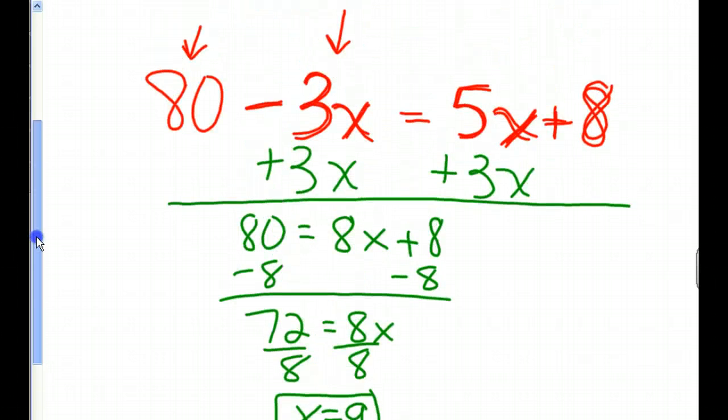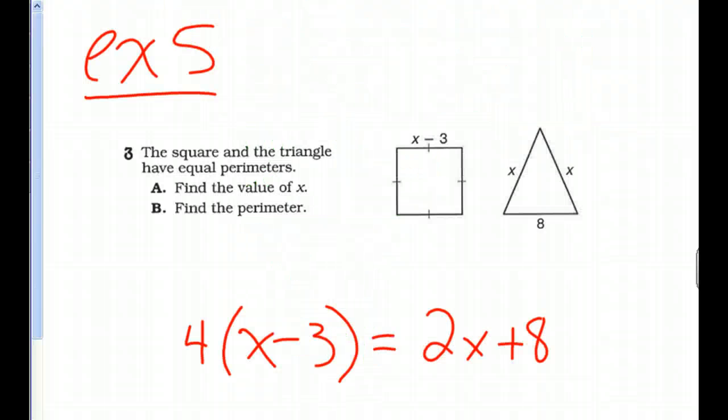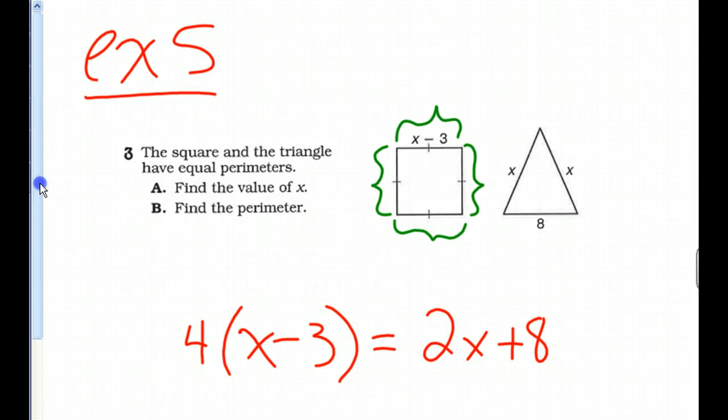Remember, these ones are on your worksheet down at the very bottom. Next example, this is on the back of your worksheet. It says the square and the triangle have equal perimeters. Find the value of x, then find the perimeter. So the value of x first, and then we're going to find the perimeter. So remember, perimeter is just this side plus this side plus this side plus this side. And the perimeter of the triangle is going to be this side plus this side plus this side.